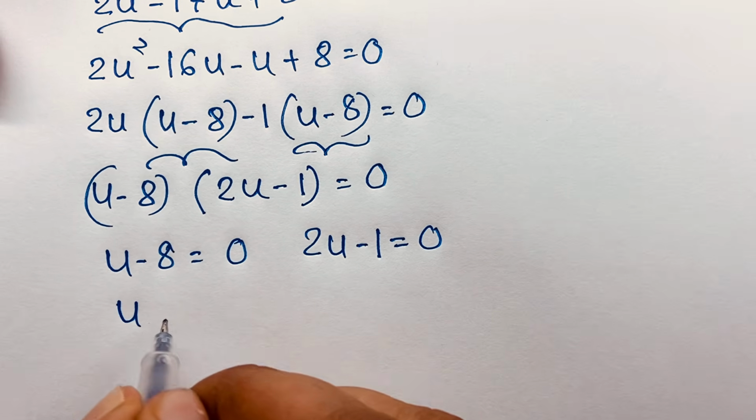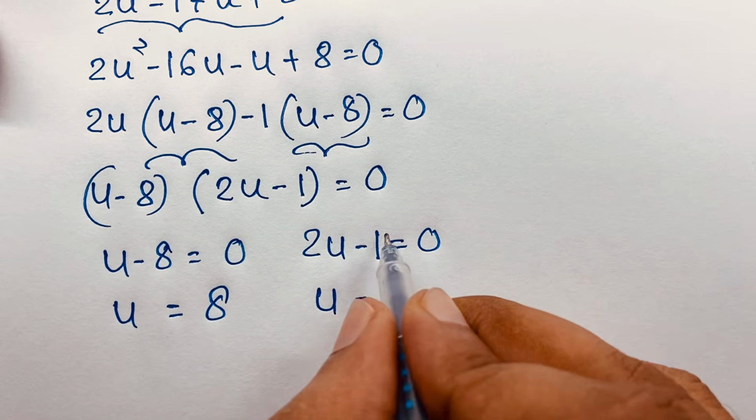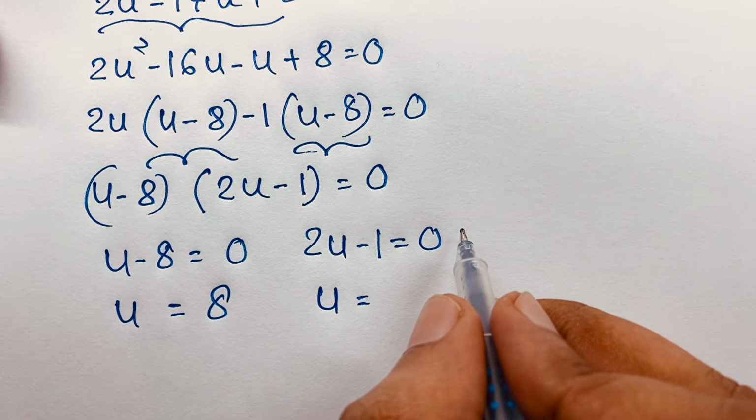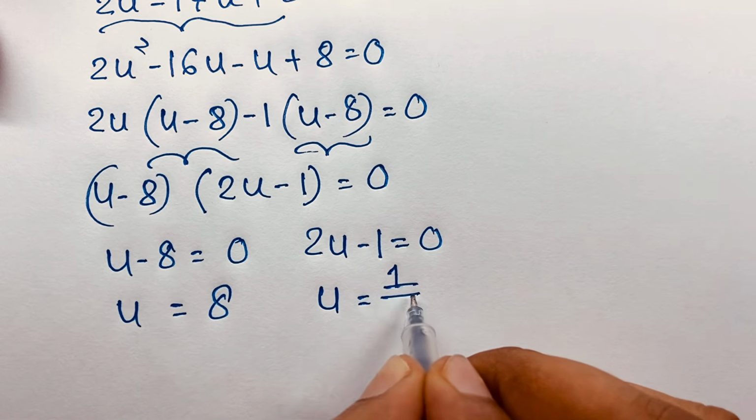Then u minus 8 is equal to 0, then 2u minus 1 is equal to 0. Then u is equal to 8, and you can see easily here, if I move this negative 1 to this side, it will be positive 1. Then if I divide both sides by 2, we will find 1 over 2.